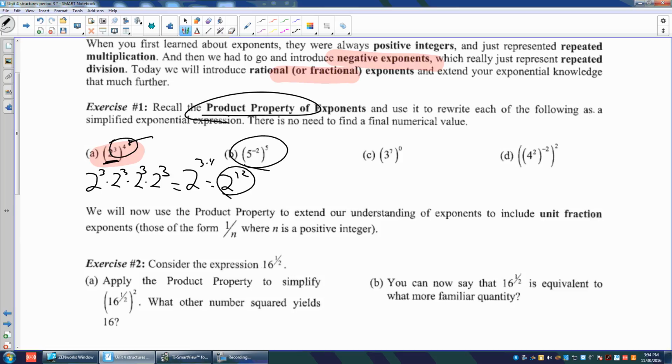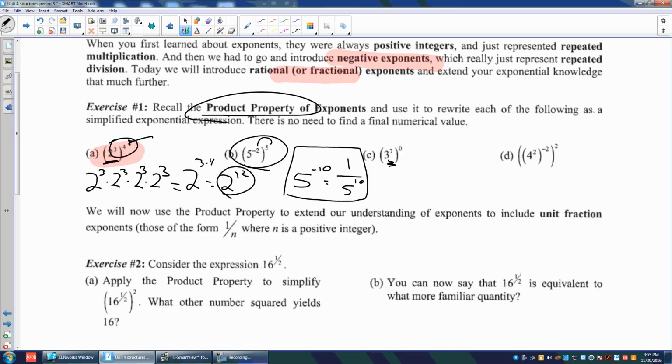This one, there are 2 right answers. You can multiply the 5 and the negative 2, so it's 5 to the negative 10th. Or if I tell you to write it with a positive exponent, it's 1 over 5 to the 10th. Both of these are correct.